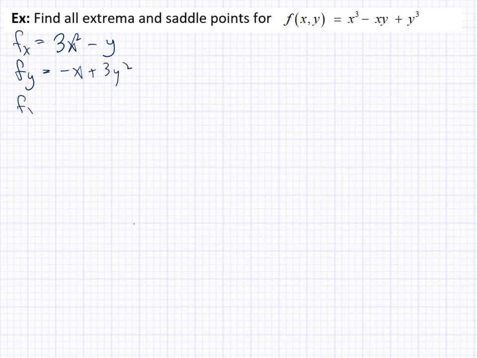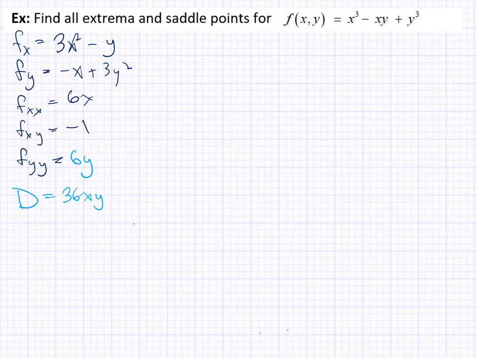While we're at it, we might as well find our second derivatives as well, because we're going to need those. So let's look at all our second derivatives. So xx will give us 6x. xy will give us what? Minus 1. And yy will give us 6y. So then our discriminant will end up being 36xy minus negative 1 squared, so minus 1.